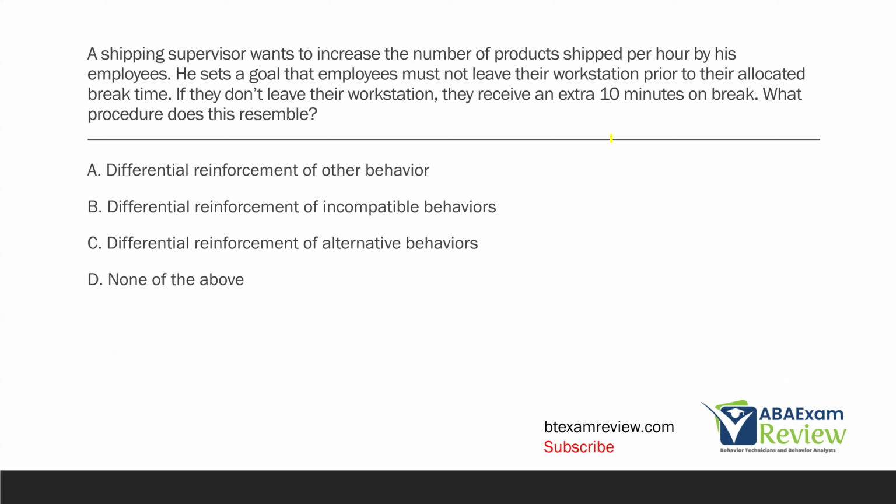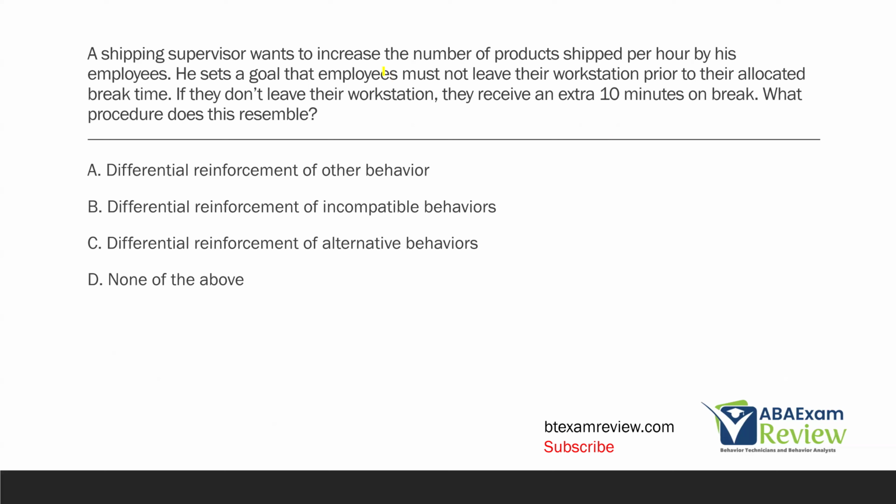And with the differential reinforcement question, you always want to ask yourself first, are we teaching an alternative behavior? Because if we're teaching a replacement or alternative behavior, then this is going to be a DRA or a DRI, an incompatible or alternative differential reinforcement procedure. If we're not teaching a replacement, then it's going to be a DRO, a differential reinforcement of other behavior. So let's look at what we know.